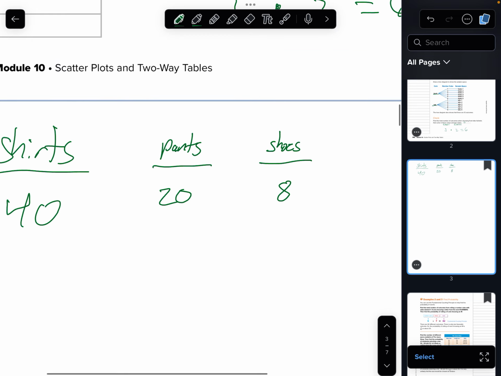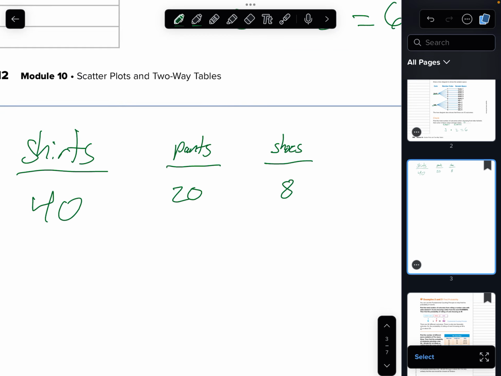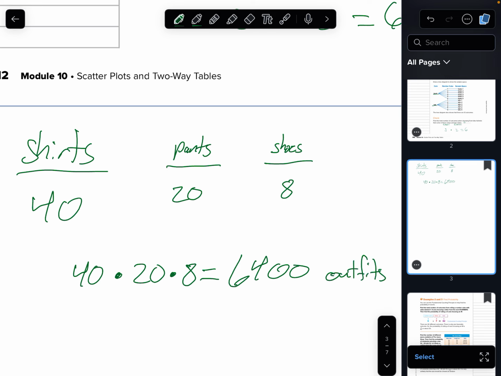If we want to figure out how many outfits we can make between 40 shirts, 20 pants, and 8 pairs of shoes, all we would have to do is 40 times 20 times 8, and we would have 6,400 different outfits. Okay.